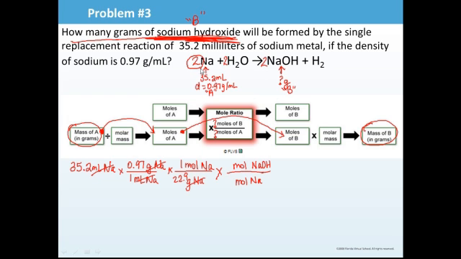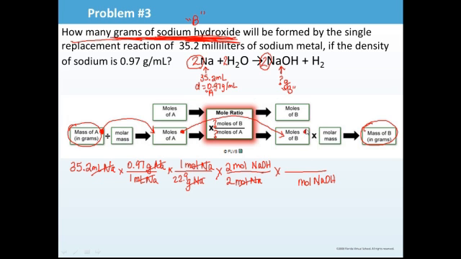We look at the coefficients in front of these 2 chemicals, and we see that they're actually both 2's. My moles of sodium cancel. I'm left with moles of sodium hydroxide. That's not what I'm looking for. I'm looking for grams of sodium hydroxide, so I'm not done. I put an X. I put another line. Moles of sodium hydroxide are left on the top over here, so that's what I'm going to put down here.